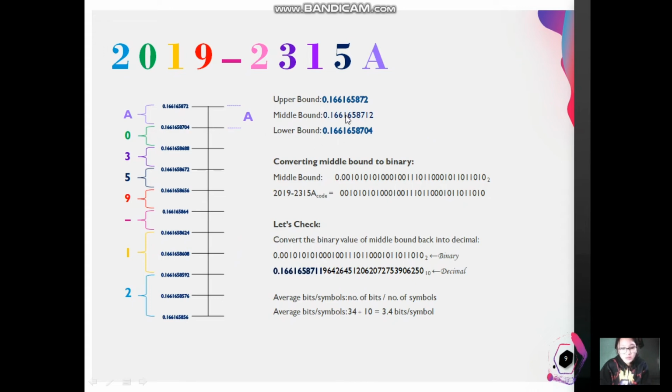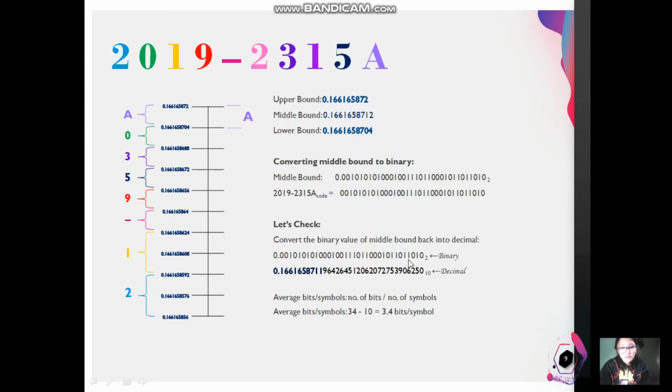To get the middle bound value, we simply got the median between the upper and the lower value. So next step is convert the middle bound to binary. So I did this. It is a 34-bit binary. And for the coded message, it is just simply the binary fraction. To check, just simply convert the binary value of the middle boundary, this, back into its decimal value. So we have this. This is exactly the same as our middle bound value, so my calculations was correct.